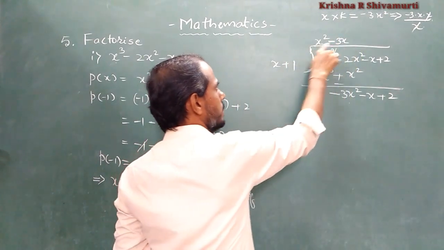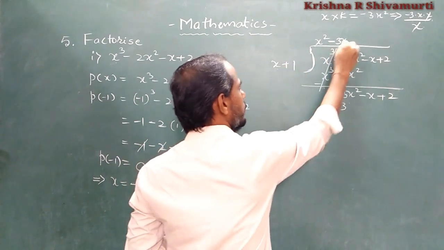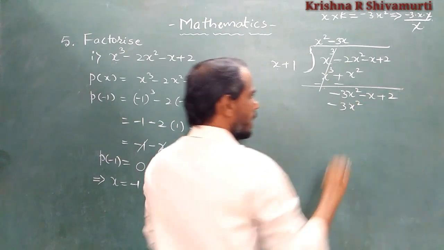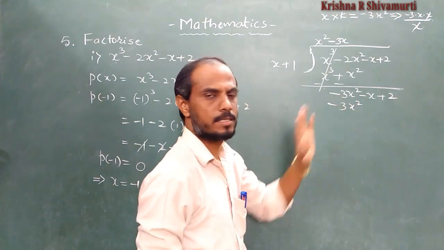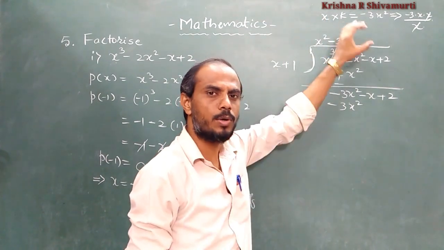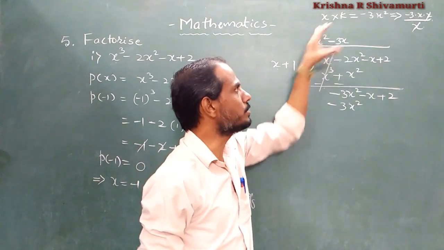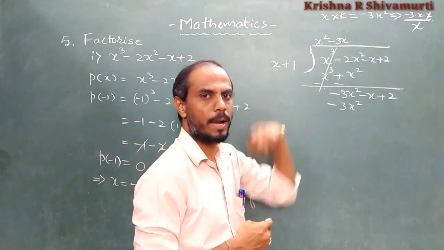Minus 3x. Plus into minus becomes minus, 1 into 3 is 3, x into x square. Are you seeing? The same term is obtained. This one step you have to know. Do this in the mind, always do it on the rough side. It gives the idea, the logic. This one in the mind only.